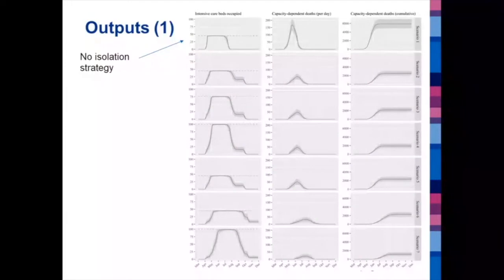So the outputs then, these are the outputs from the R function through the stochastic simulation model that we've got embedded in that function. So the first row of results there, there are 3 columns here. The first column is the intensive care beds occupied. The second column is the capacity dependent deaths per day. And then the third column is the cumulative capacity dependent deaths over time, according to those scenarios.